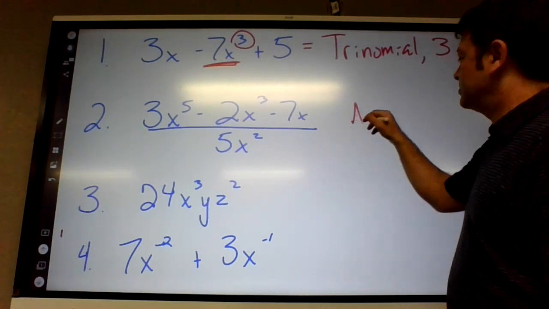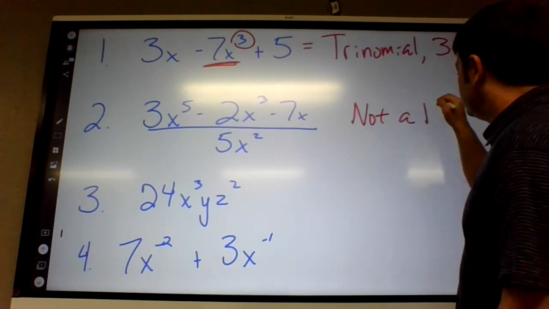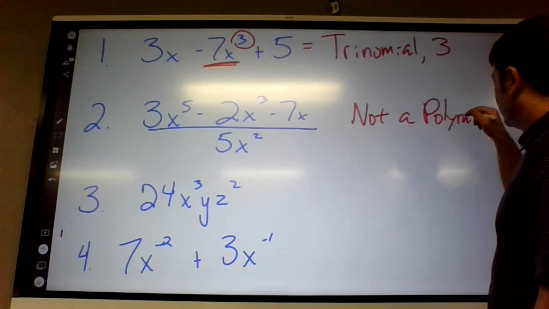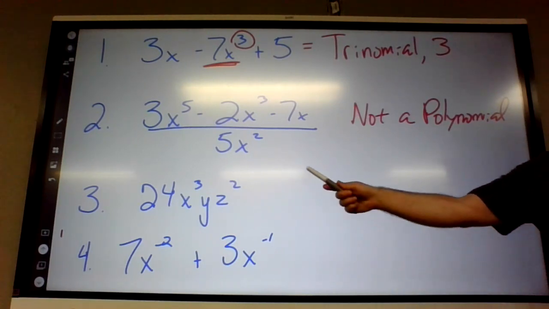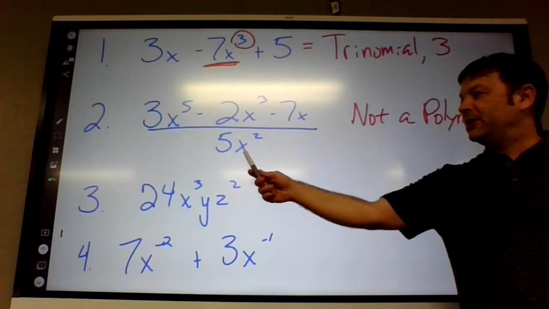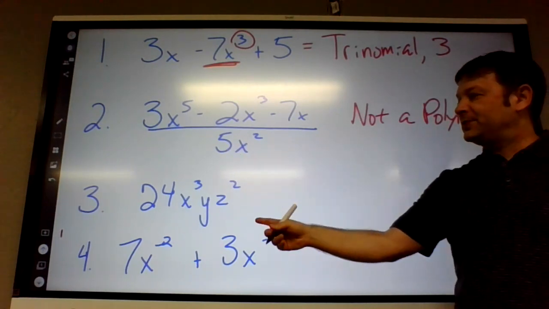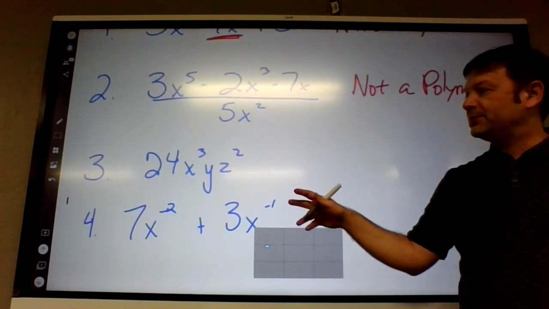Not a polynomial. Yeah, kind of an easy one. If it's not a polynomial, you don't have to state the degree because there kind of isn't a degree. Because we're dividing by x, that's the no-no right there. If it was just a 5, it would still be a polynomial, but yeah, it's not.